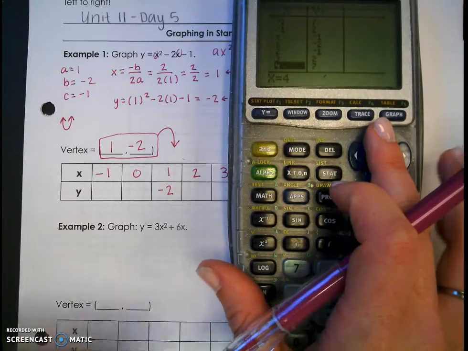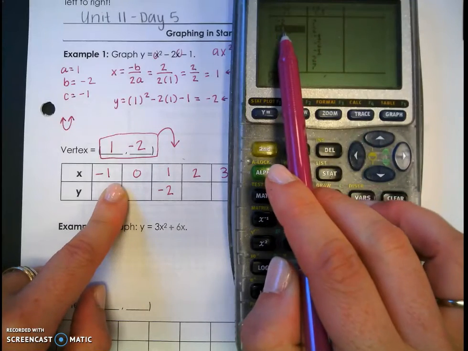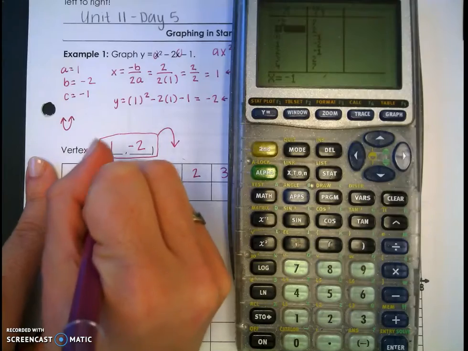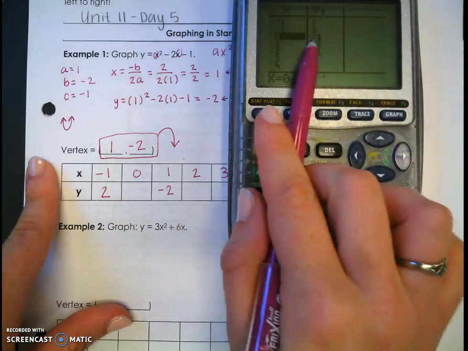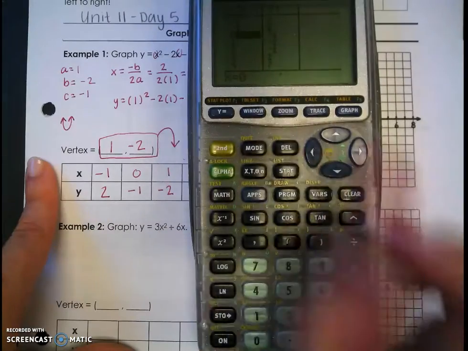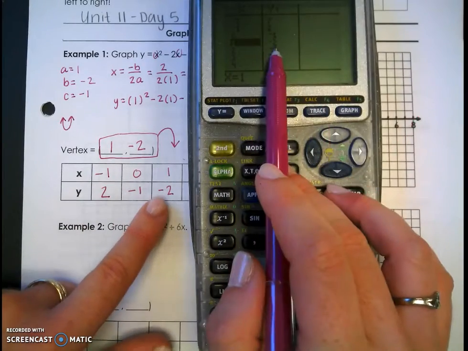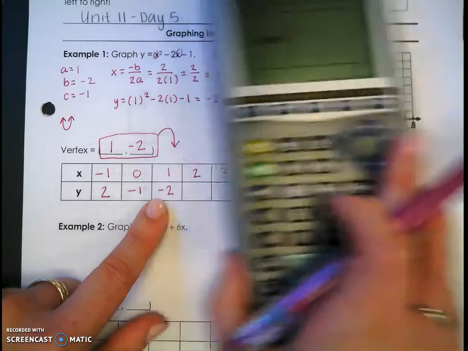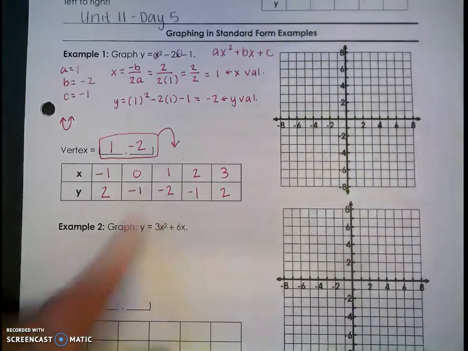So my first x value that I need is -1. So if I look at my calculator, when x is -1, y is 2. So that means that right here, I'm going to have a 2. When x is 0, y is -1. When x is 1, y is -2. I already have that. When 2, -1, and 3, 2. So now I have my points.